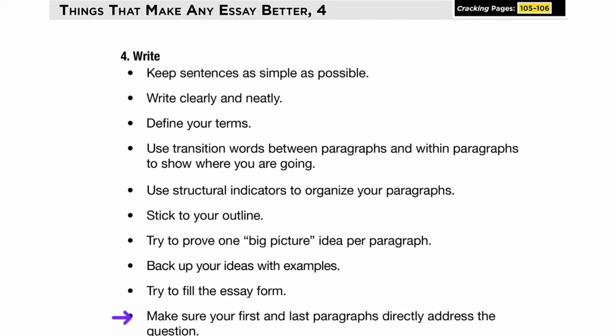And then make sure your first paragraph is an introduction and your last paragraph is a conclusion, and that they both refer back to the prompt question and your thesis. We talked about a more detailed outline in yesterday's live stream if you want to go back and review that.